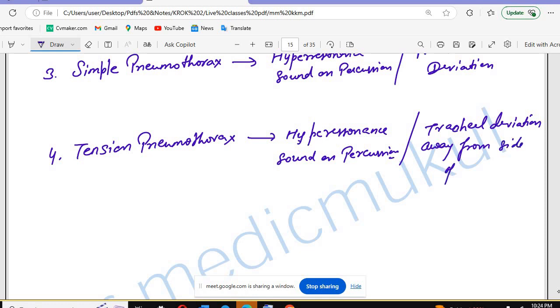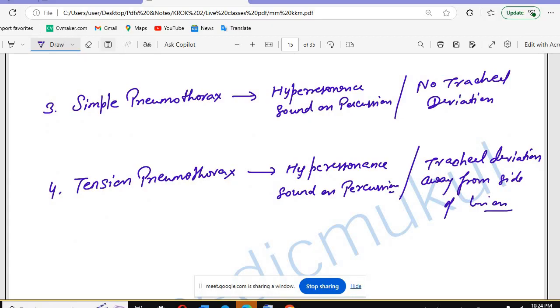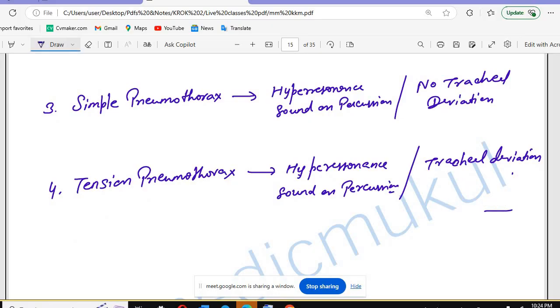Now you can easily differentiate atelectasis and tension pneumothorax. In atelectasis, the trachea is towards the same side of the lesion. So you have to remember that in tension pneumothorax the trachea will be away from the side of lesion.